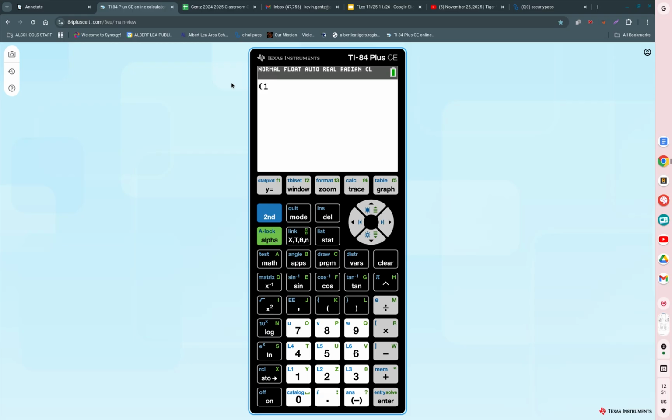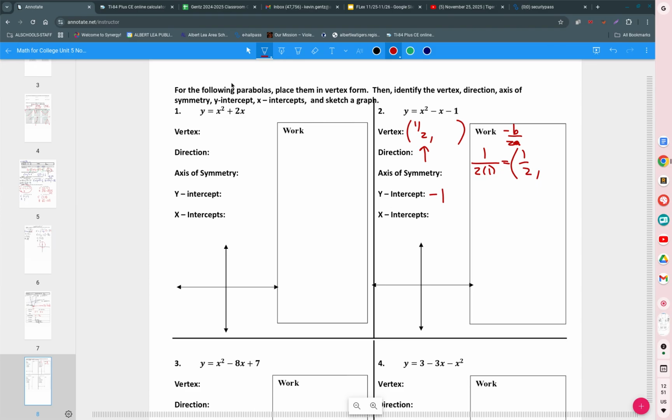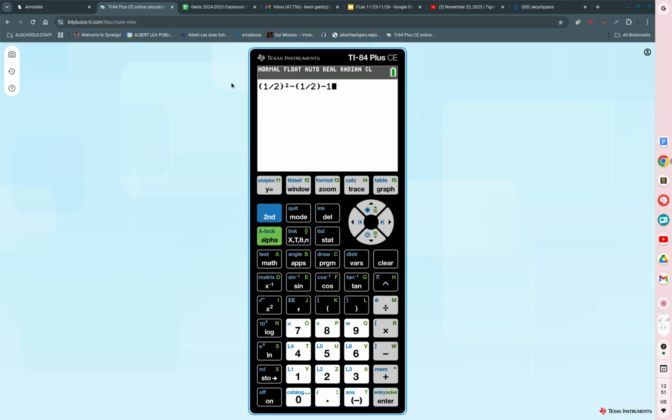And wherever I have an x, I just put a parenthesis around it. So I have 1/2 squared. I have minus parentheses 1/2. And then I have a -1. So you can see I have the same thing as what I have typed here, x squared minus x minus 1. Just instead of an x, I put a 1/2.